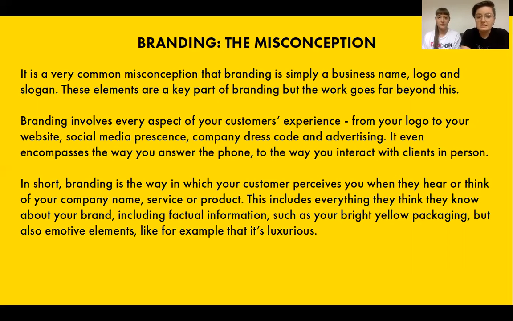So in short, again, branding is the way your customer perceives you when they think or hear your company name, service or product. Everything that they think they know about your brand, including factual information, such as the things that you put out there. So for example, bright yellow packaging, which you're probably aware of, especially being in Greater Manchester, is from Selfridges. And the emotive element of that is that it's luxurious. So the physical yellow bag would be the factual information. The graphic designer has chosen that colour. And then the emotive side is the advertising that Selfridges have put alongside that for that iconic bag. Like very simple, very bold design, makes you think of luxury and those high-end brands.